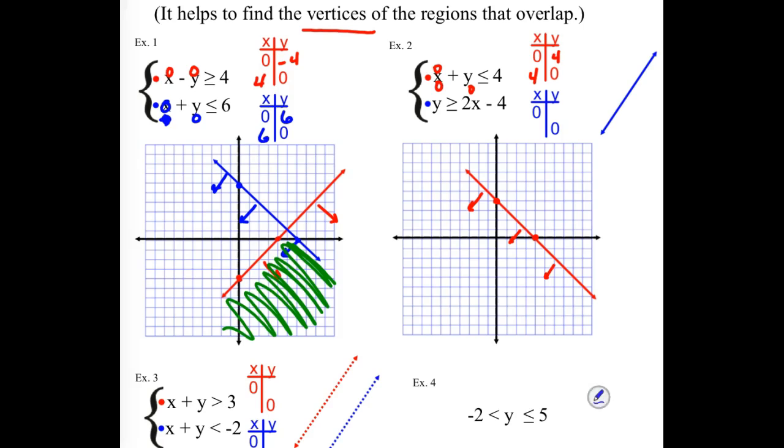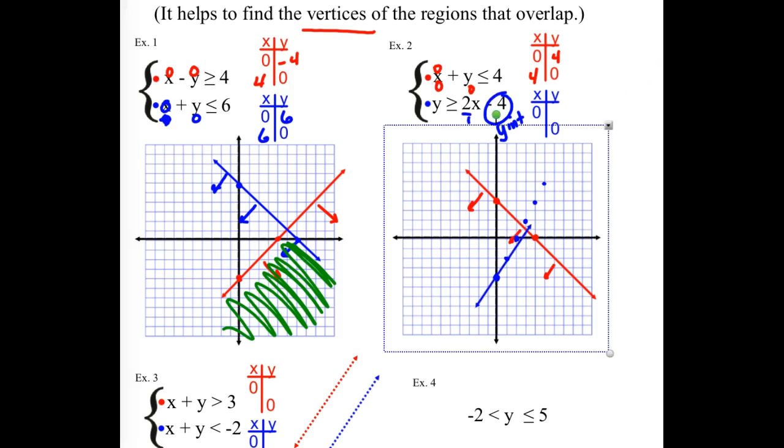For our second inequality, it is already in slope-intercept form, so we technically wouldn't have to put in our x and y intercepts. We could just graph it using our y-intercept and our slope. So here's our y-intercept of negative 4. And our slope is 2 over 1. So we're going to rise 2 and run 1. All right, and then we're going to draw a line through those points.